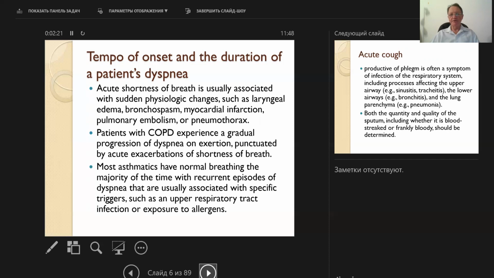Note the tempo of onset and duration of the patient's dyspnea. You should put some questions before you: is it an acute process or a chronic process, or maybe an exacerbation of a chronic process? Acute shortness of breath is usually associated with sudden physiological changes such as laryngeal edema, bronchospasm, myocardial infarction, pulmonary embolism, or pneumothorax. These are new clinical signs. Before, the patient had no registered symptom like dyspnea in case of such an acute process.